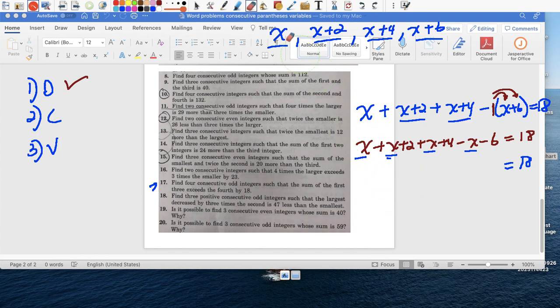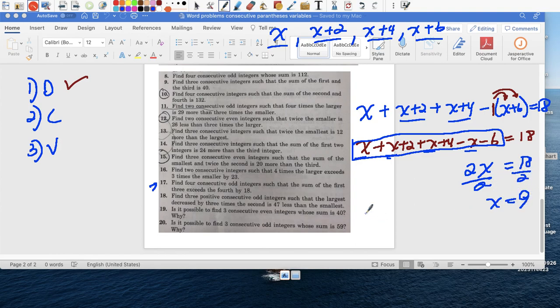Actually, this becomes even simpler than I thought. All of this is the same thing as saying 2x, period. Okay? Divide both sides by 2, and x equals 9. So if my first odd integer is 9, the second one is 11, the third one is 13, the fourth one is 15. I am going to substitute here.